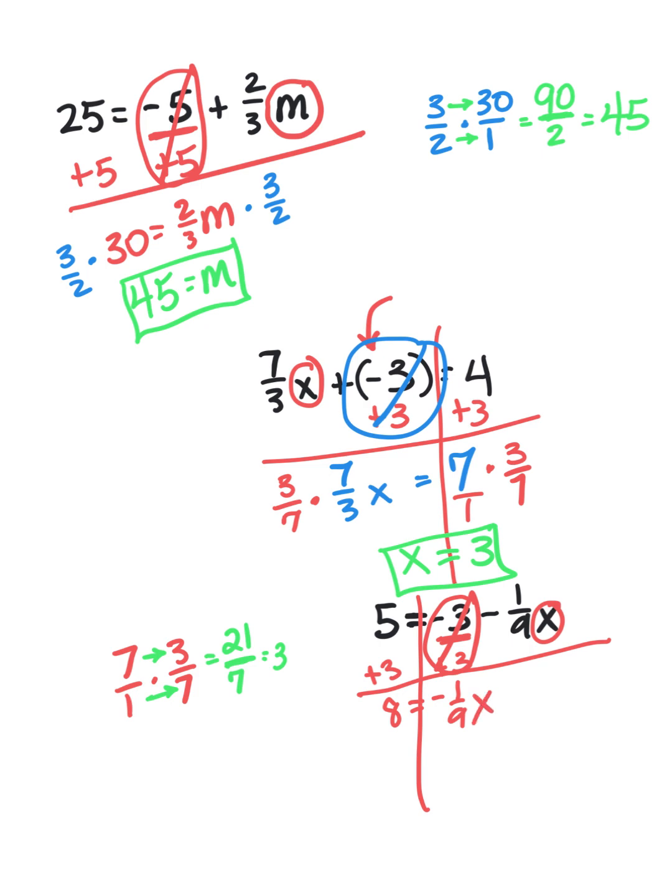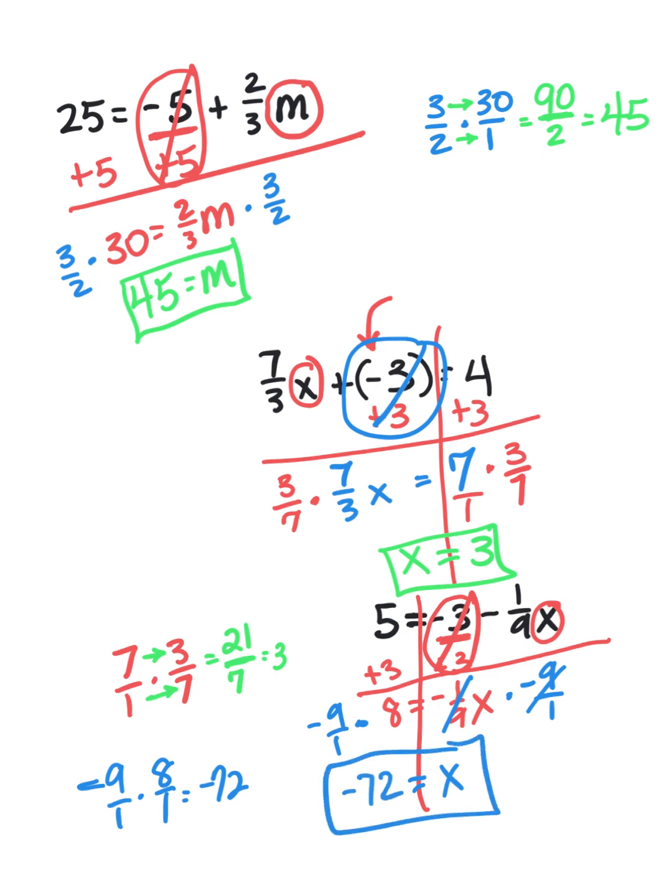-1/9x. The -1/9 x is being multiplied by the variable, so we have to divide by -1/9. But when we divide by fractions, we multiply by the reciprocal. Notice I'm including that negative. All right, these cancel out. You're left with x. -9, over 1 times 8/1 is -72. We don't need the denominator of 1. So our answer is -72.